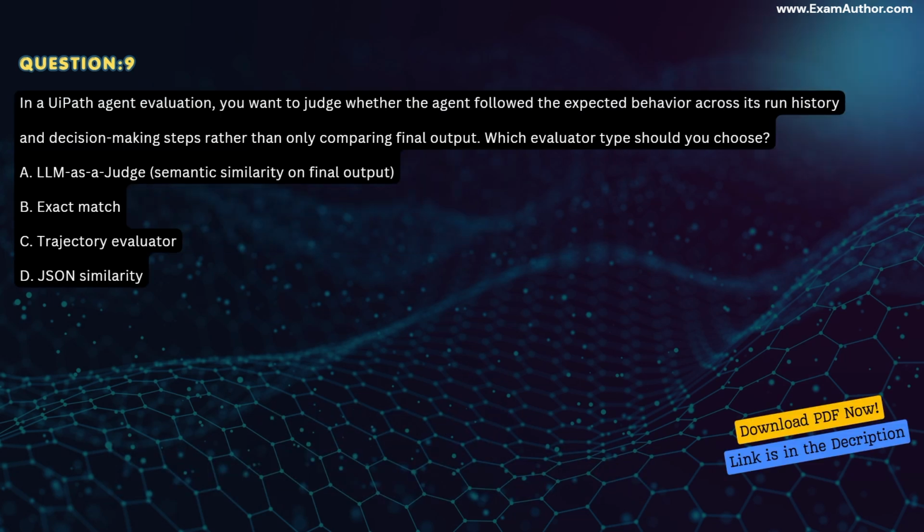Question 9. In a UiPath agent evaluation, you want to judge whether the agent followed the expected behavior across its run history and decision-making steps rather than only comparing final output. Which evaluator type should you choose? A. LLM as a judge, semantic similarity on final output. B. Exact match. C. Trajectory evaluator. D. JSON similarity. Correct answer, C.